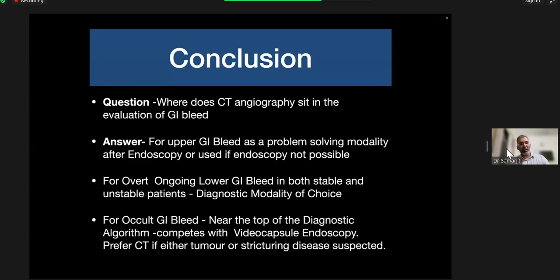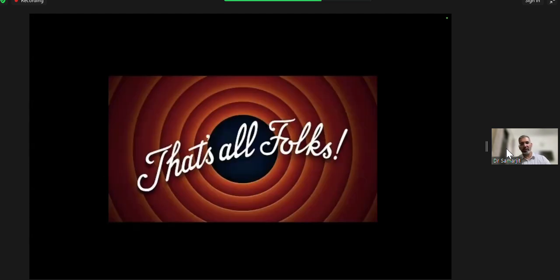If you are thinking that the patient may have either a tumor or stricturing disease, then prefer CT over video capsule endoscopy. If you think the patient may have a mucosal disease like IBD, probably ulcerations, you can do a video capsule endoscopy first. That's all I have for you. For the next 45 minutes, I'm available for questions if you want to ask me anything.